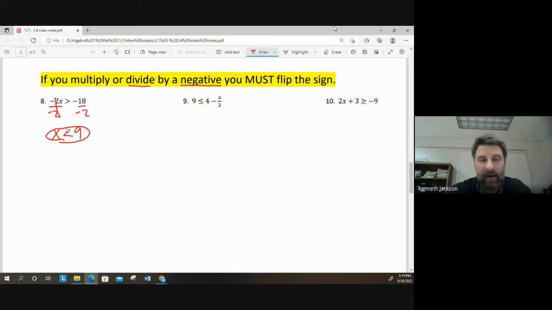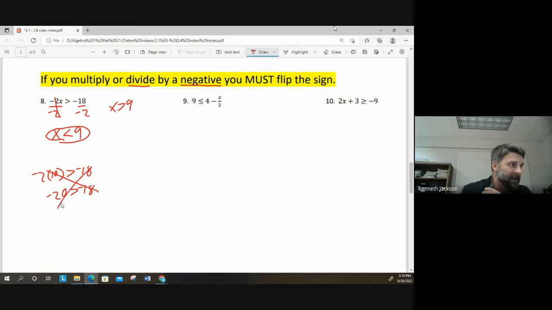And the reason I need to flip the sign around is if I don't, my graph will have the exact opposite wrong answers. What I mean by that is, let's say I don't flip it around. Let's just say I didn't flip the sign and I still got x is greater than 9. Well, a number bigger than 9 would be something like 10. So 10 should make that work. Negative 2 times 10 greater than negative 18. Negative 2 times 10 is negative 20. Negative 20 is not bigger than negative 18. That is incorrect, which is why we need to flip the sign around. So anytime you multiply or divide by a negative, flip the inequality sign.